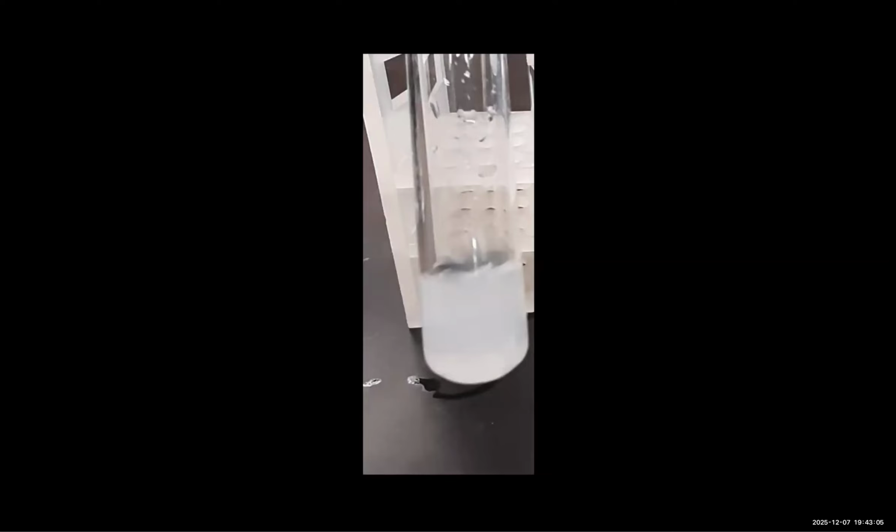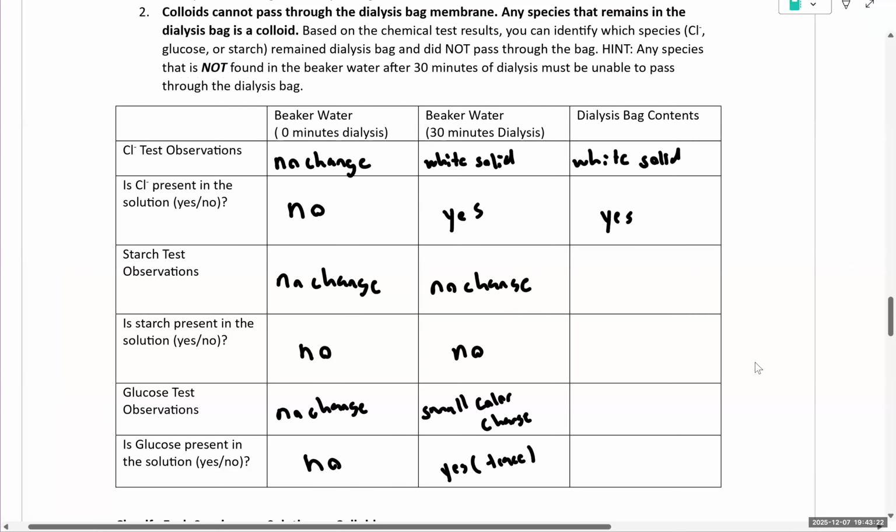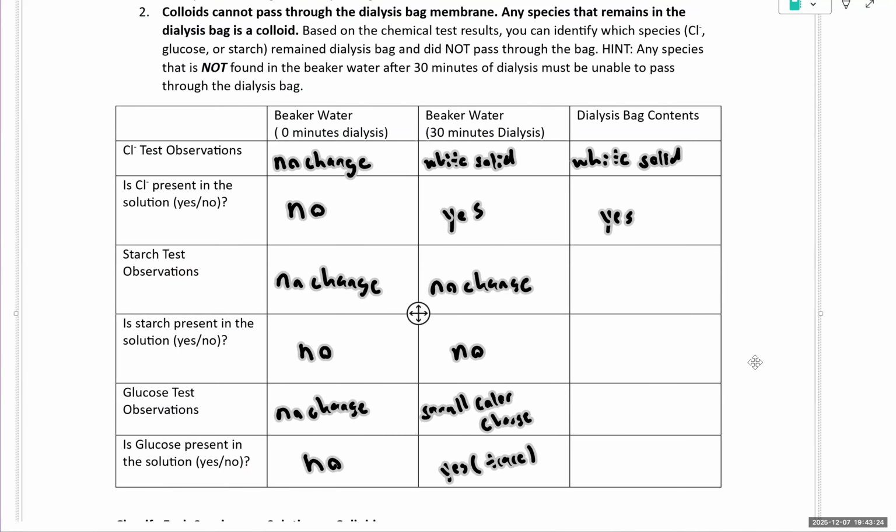Okay. Now let's take a look at the starch test results using iodine. So here's the test for starch using the iodine test reagent. As you can see, we see the beautiful dark blue color. So let's write that down. So we see a dark blue color, which tells us starch is still present inside the dialysis bag.